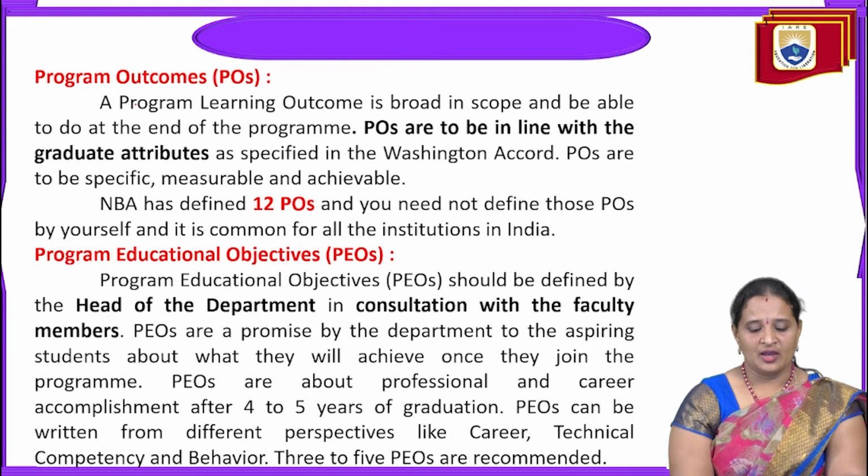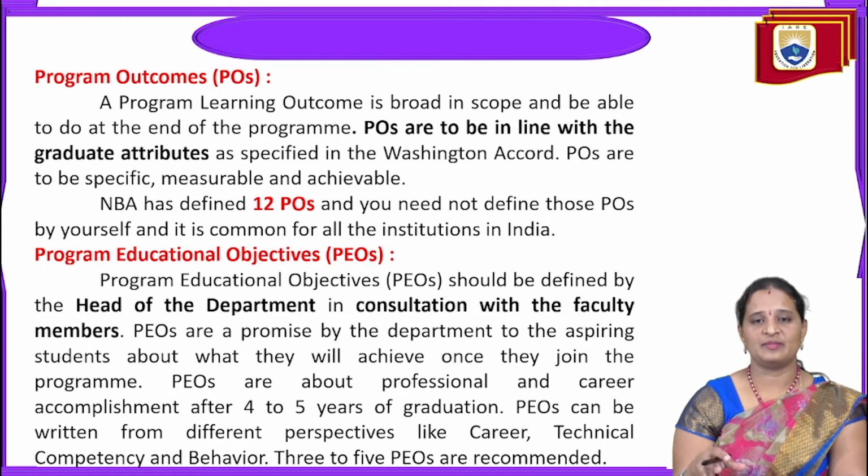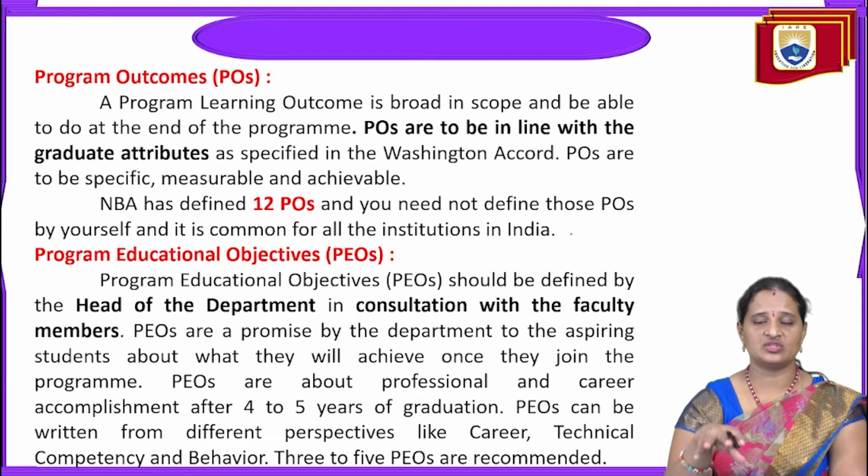Program outcomes. A program learning outcome is what the student should be able to do at the end of the program. At the end of the program, that means after completing his BTech, what the student will be able to do. POs are to be in line with the graduate attributes as specified by the Washington Accord. So these graduate attributes are specified by the Washington Accord. POs are to be specific, measurable and achievable. So POs should not be immeasurable. These should be measurable and achievable.